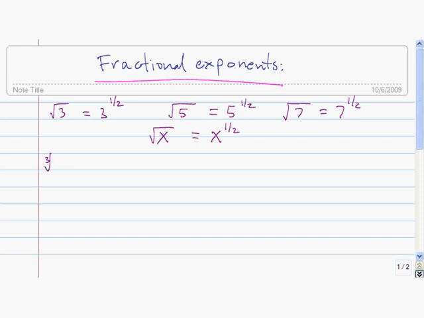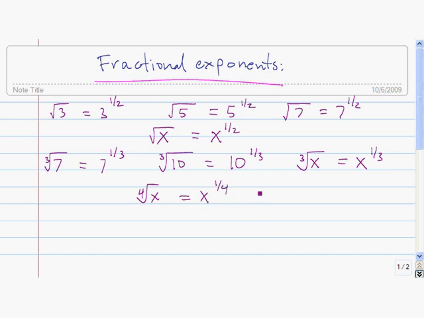Now suppose we have the cube root of a number. We can write that as the number raised to the 1/3 power. The cube root of 10, that's 10 to the 1/3 power. And so on. If we have a number x and we take the cube root of it, that's written as x to the 1/3 power. The fourth root of x, that's x to the 1/4, and so on. So as you can guess, the nth root of a number x can be written as x to the 1 over n power.